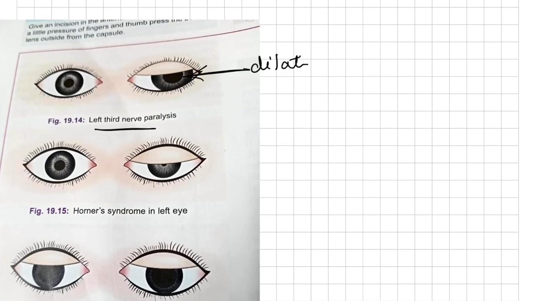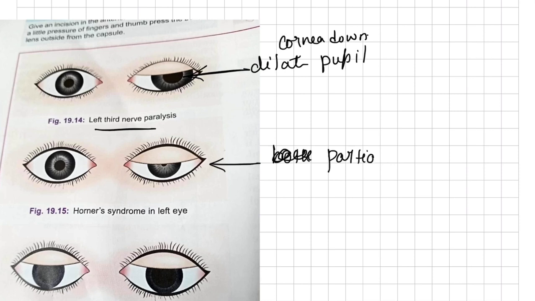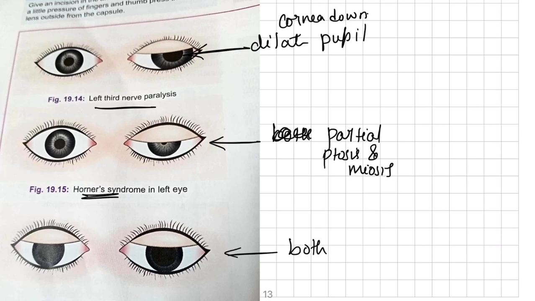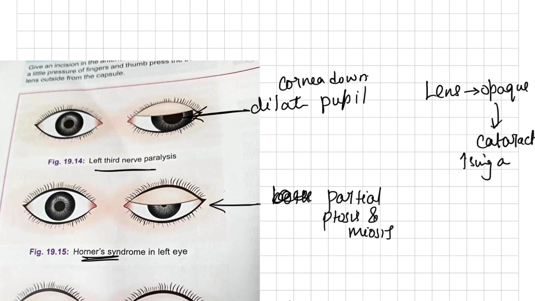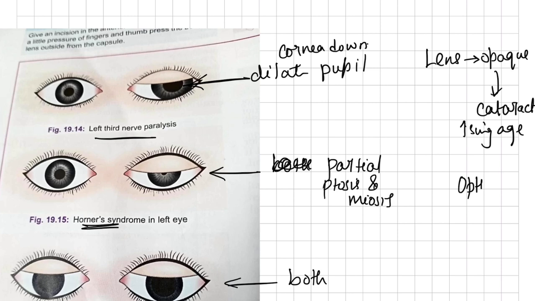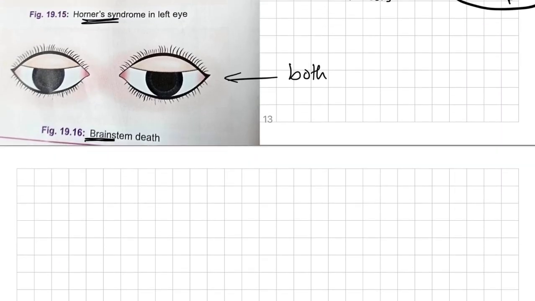If there is left third nerve paralysis, it leads to pupil dilation along with the eye moving downwards. If there is partial ptosis along with miosis, it is known as Horner syndrome. And finally, if there is brainstem damage, then both the eyes are affected. Lenses are generally transparent. If they begin to form opacities, it leads to cataract and it's seen during aging. Ophthalmoscope is the instrument used to see the eyeball.